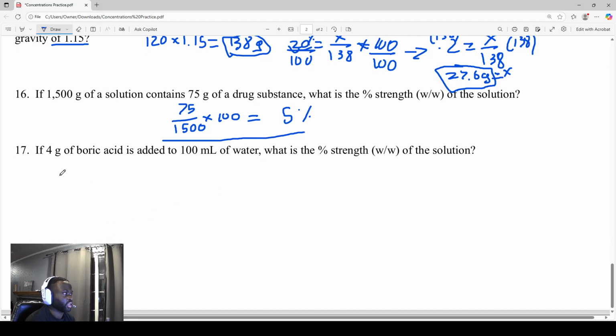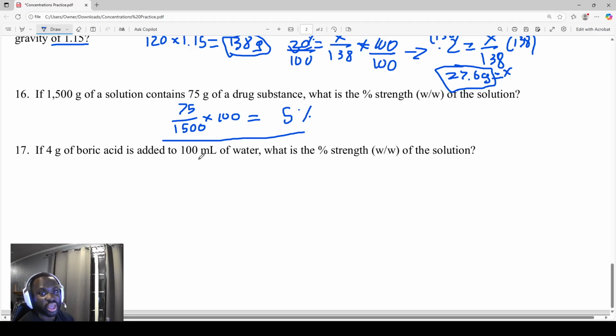Now for the last question. We finally made it. If 4 grams of boric acid is added to 100 milliliters of water, what is the strength solution of this? What is the strength of the solution? So 4 grams is added. What is the strength of the solution?